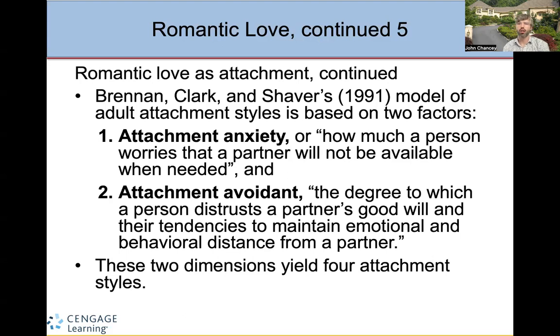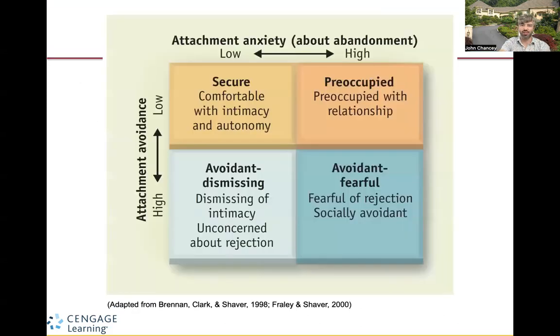Brennan, Clark, and Shaver expanded upon this. They looked at adult attachment styles and at two different factors used for explaining the different attachment styles. One is attachment anxiety, how much a person worries that a partner will not be available when needed, or attachment avoidance, the degree to which a person distrusts a partner's goodwill and tends to maintain emotional and behavioral distance. These two dimensions yield four different attachment styles as depicted here.